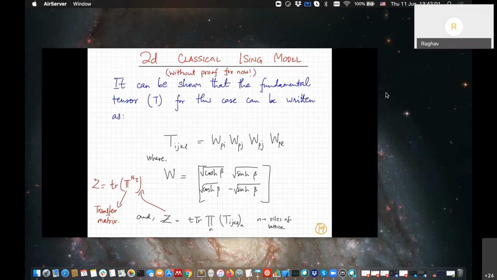So for example, there's a 2 by 2 matrix which we'll consider, which is given by this object: cosh beta, square root of sinh beta, and the same terms with opposite signs in the lower row. And then we take this 2 by 2 matrix and we construct this object. I cannot go into the proof of this. For now, you have to believe me that this is true. I'll show you that this is indeed true by showing you that it reproduces the exact result. So Tijkl, which is the fundamental tensor for the two-dimensional Ising model, is constructed like this: W pi, W pj, and there's a typo here. This should be K.